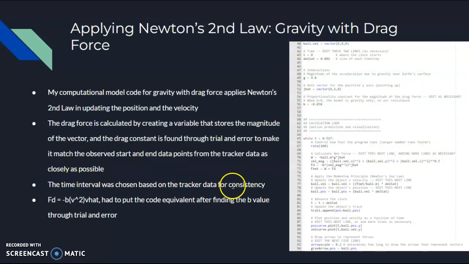Okay, so the time interval is also chosen based on the Tracker data for consistency, so 0.517. We use this formula, so F_D equals negative B times v squared times v hat, and then you had to put the code equivalent, which is here, negative B times j hat, which is just the equivalent of v hat in this lab. And after finding the B value by trial and error, that's how we use this equation.